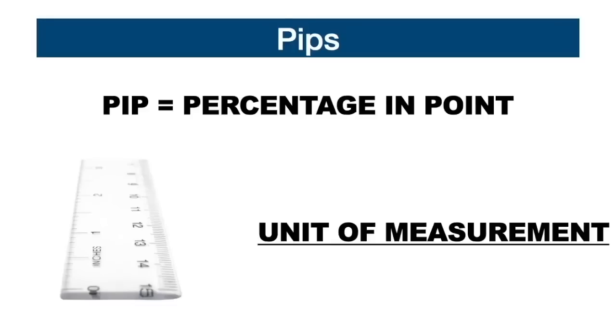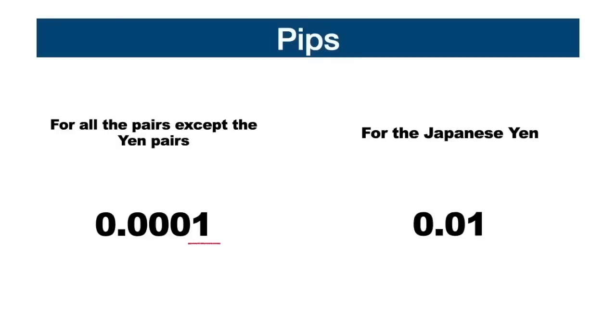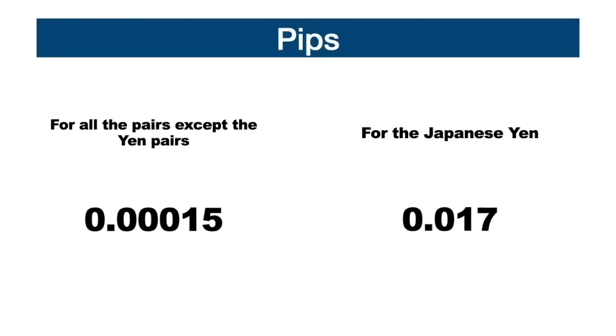A pip can be defined as the smallest price change, and it represents the unit of measurement for all currency pairs. A pip represents the fourth decimal place for all the currency pairs, except for those containing the Japanese yen, where one pip is equal to the second decimal place. In some cases, brokers and chart platforms may also show the fifth decimal place, that does not need to be calculated. To calculate price fluctuations, we always start from the fourth decimal place.